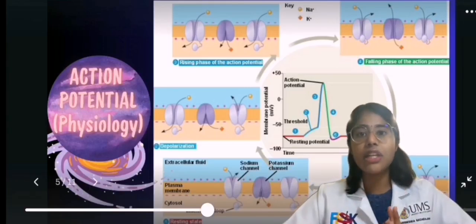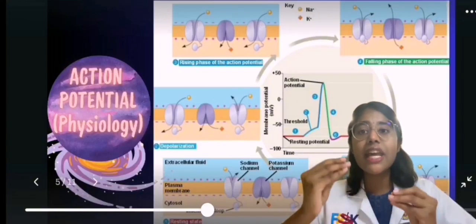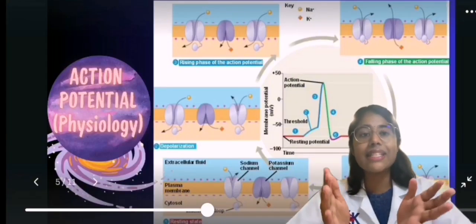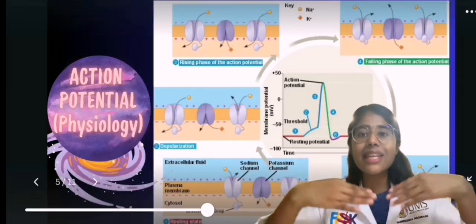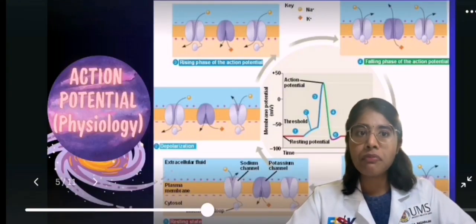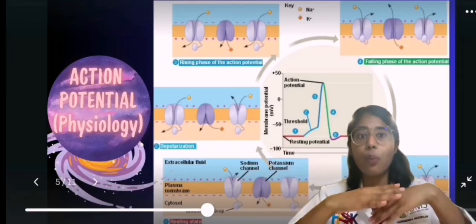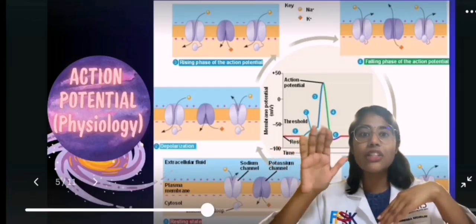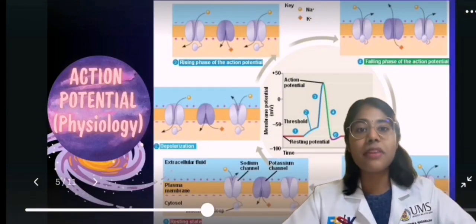When a stimulus is strong enough, it triggers the threshold, which opens the voltage-gated sodium channels, and sodium ions rush into the cell, making the inside more positive. This phase is called depolarization. The positive charge travels along the axon like a wave, and the signal jumps between nodes of Ranvier along the myelin sheath, speeding up the transmission.